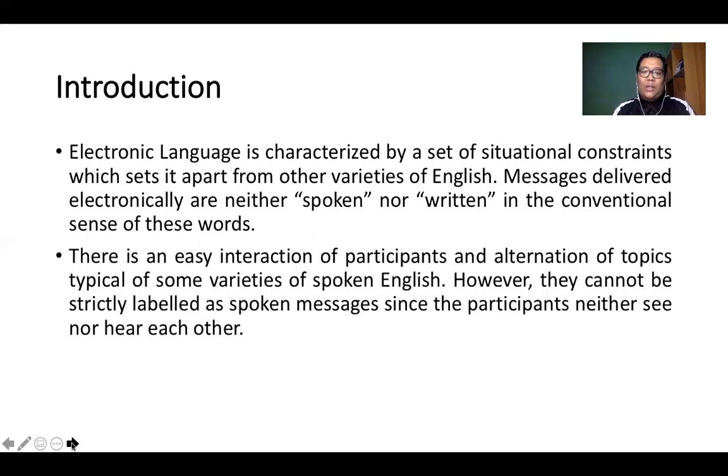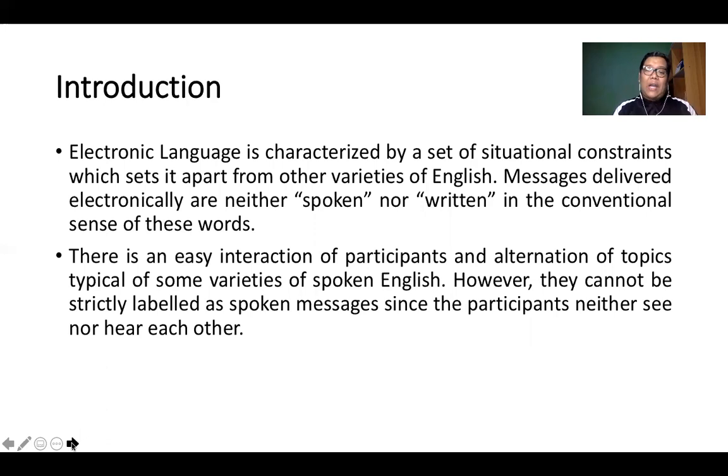Messages delivered electronically are neither spoken nor written in the conventional sense of these words. That is why people use shortcuts, people use slangs or contractions, or oftentimes people also use, for example, in modern virtual or digital communication, memes, hashtags, emoticons, emojis, and other multimodal texts or semiotic systems available on any social media platform.